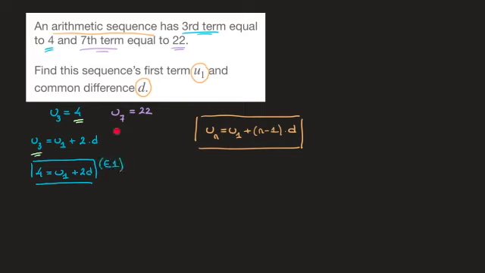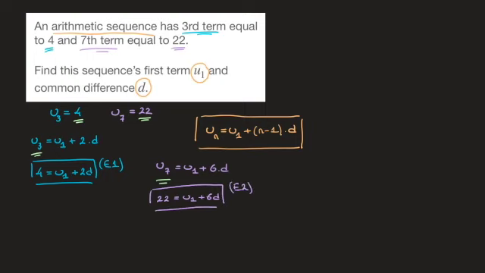Next, using the fact that the seventh term is equal to 22, I replace every n I see inside this formula by 7, and that leads to u sub 7 equals u sub 1 plus 7 minus 1, so that's 6 times d. And using the fact that u sub 7 is equal to 22, that becomes 22 equals u sub 1 plus 6d. And that's our second equation. And I'll go ahead and call that E2.